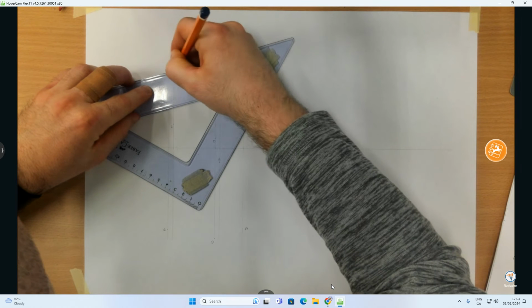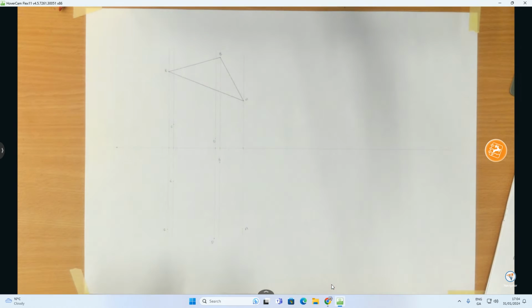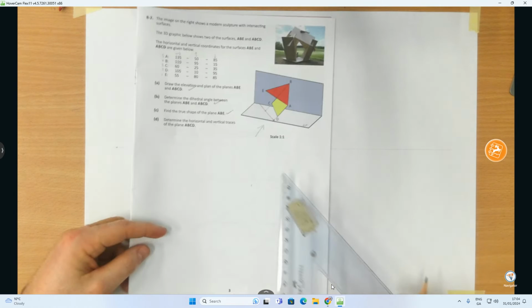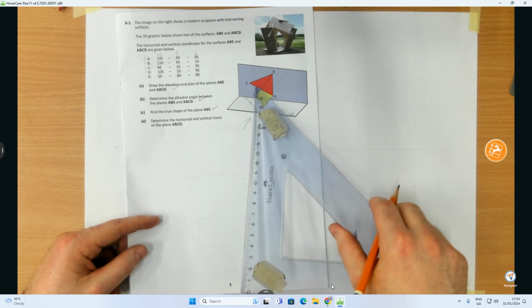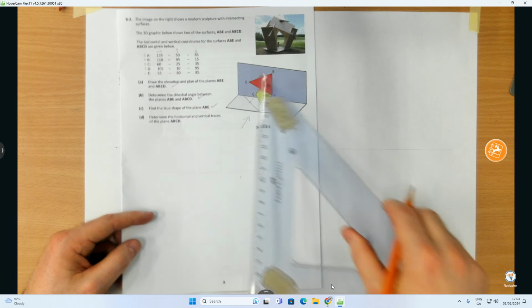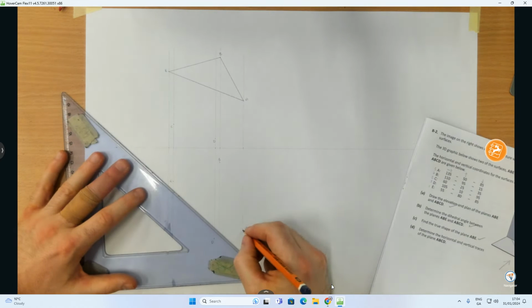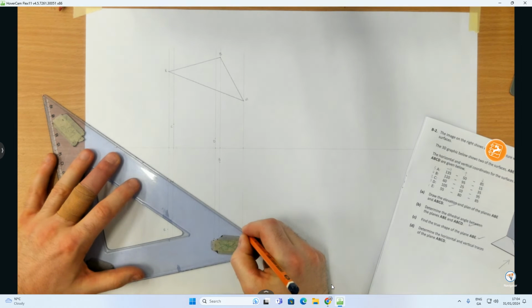Likewise, I can also have it in the plan view, because B is kind of covering over the other parts of it. I can see A and I can see E, so I can see both of those in both the elevation and the plan.